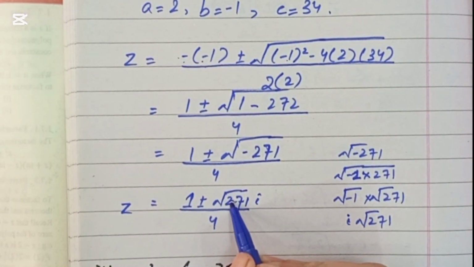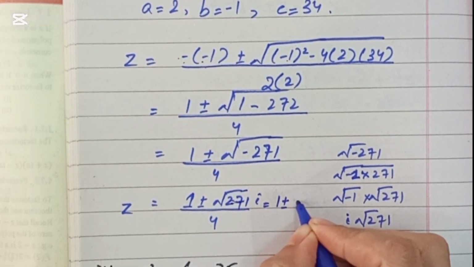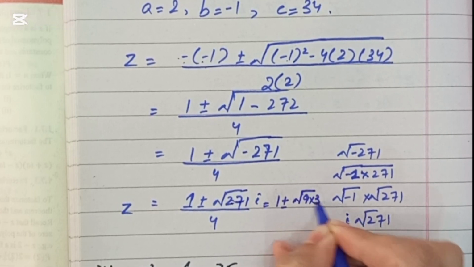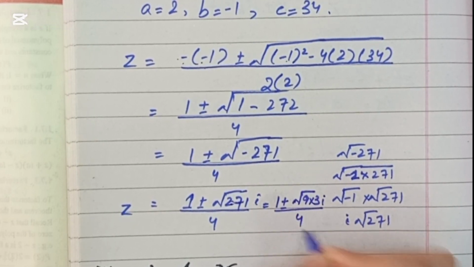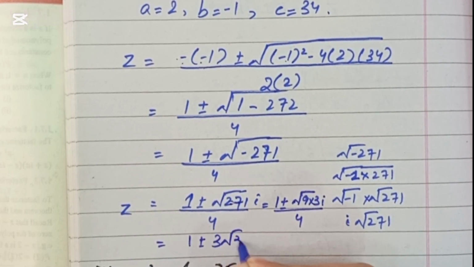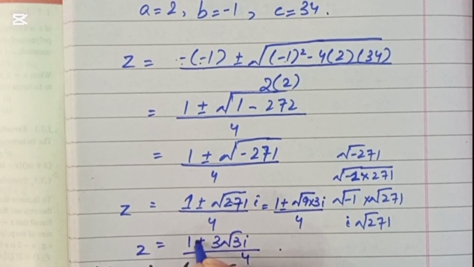Here we can split this 27 as 1 plus minus square root of 9 multiplied by 3 iota, the whole divided by 4, which is equal to 3 into square root of 3 iota divided by 4. This is the answer for z.